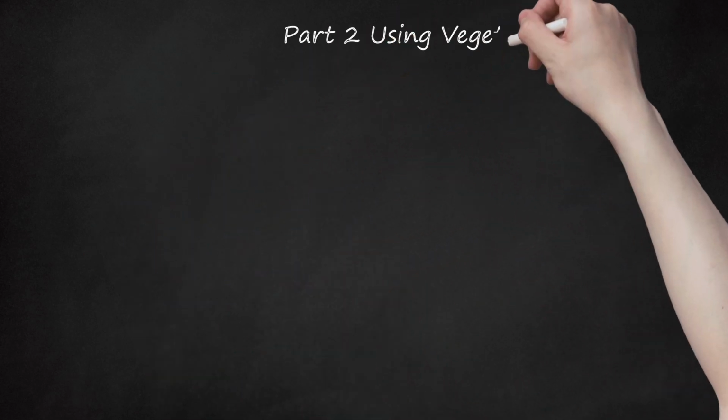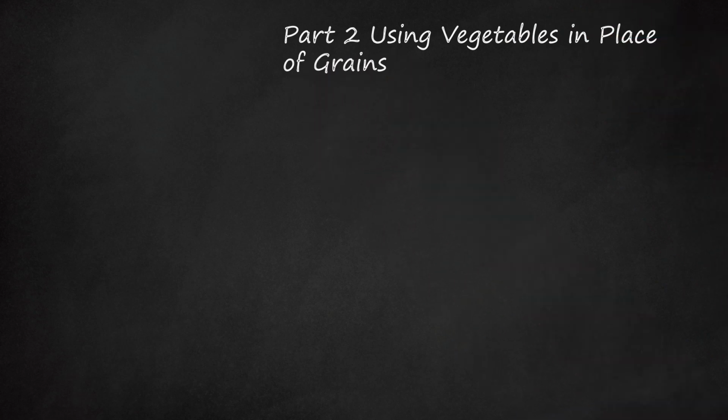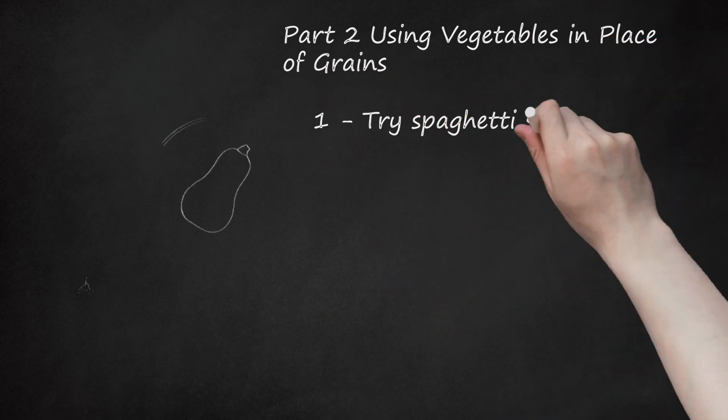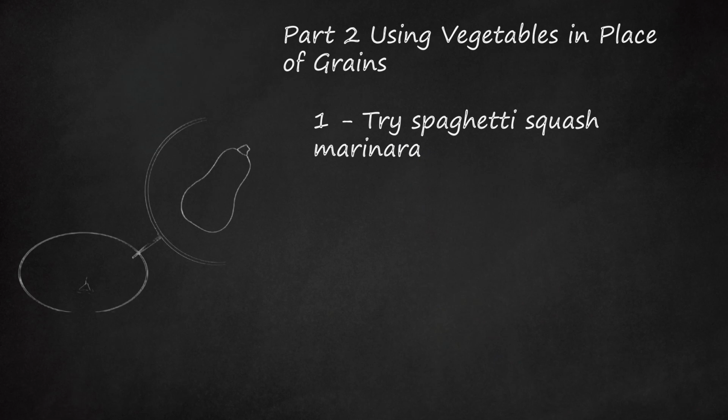Part 2. Using vegetables in place of grains. 1. Try spaghetti squash marinara. A great option to try if you love spaghetti and meatballs is using spaghetti squash instead. This vegetable, when cooked, shreds into spaghetti-like strands and makes the perfect pasta replacement.